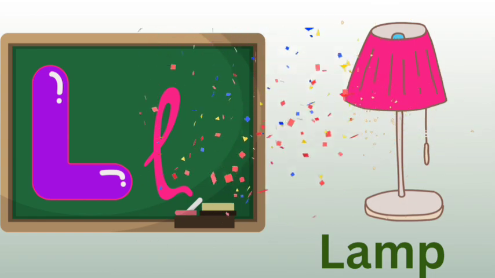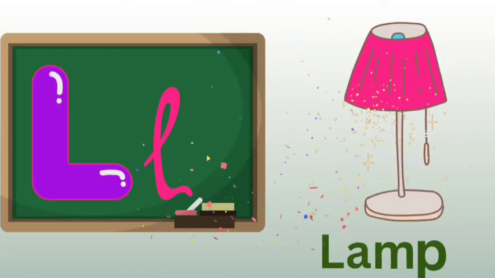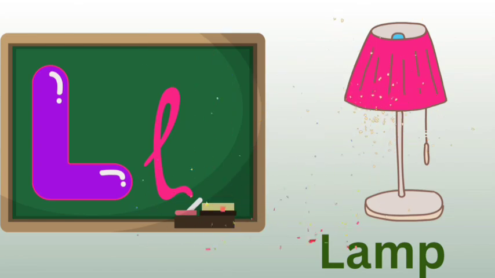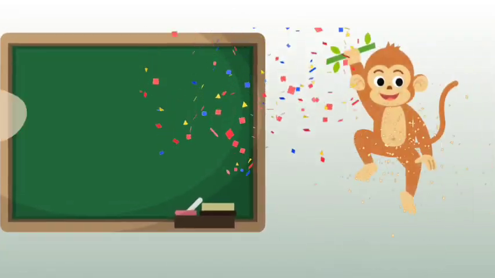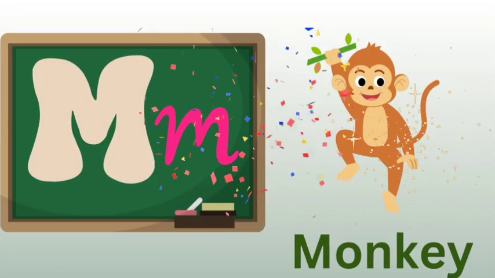L is for lump, lump, lump. M is for monkey, monkey.